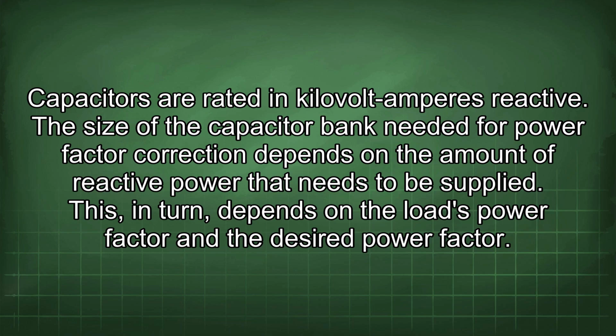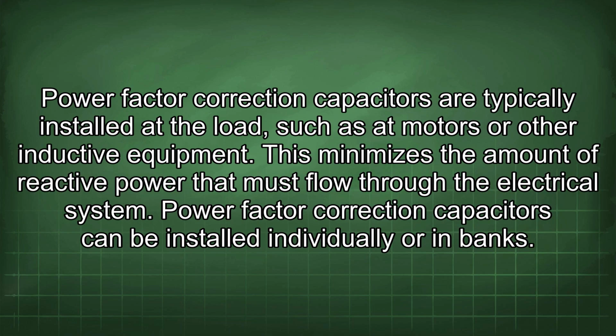The size of the capacitor bank needed for power factor correction depends on the amount of reactive power that needs to be supplied. This, in turn, depends on the load's power factor and the desired power factor. Power factor correction capacitors are typically installed at the load, such as at motors or other inductive equipment. This minimizes the amount of reactive power that must flow through the electrical system. Power factor correction capacitors can be installed individually or in banks.